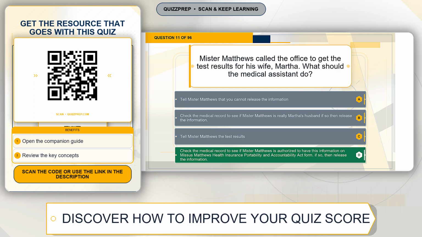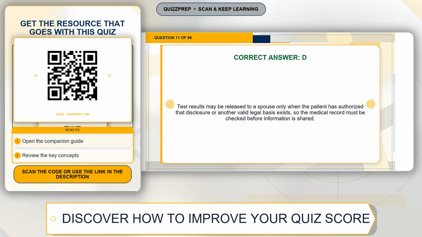The correct answer is option D. Check the medical record to see if Mr. Matthews is authorized to have this information on Mrs. Matthews' Health Insurance Portability and Accountability Act form. If so, then release the information. Explanation. Test results may be released to a spouse only when the patient has authorized that disclosure or another valid legal basis exists, so the medical record must be checked before information is shared.